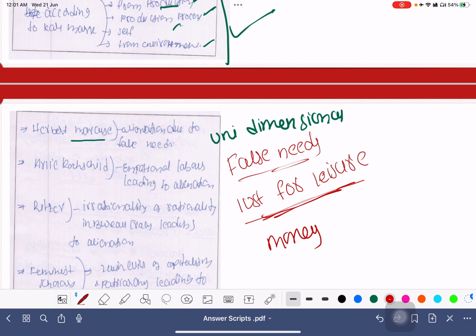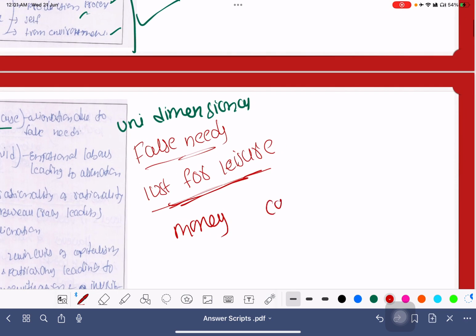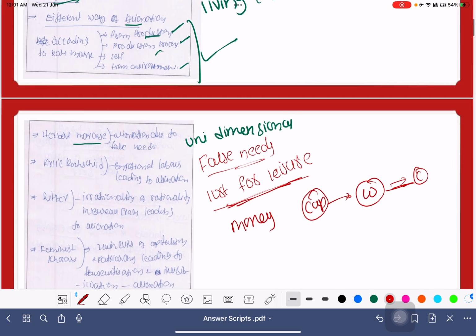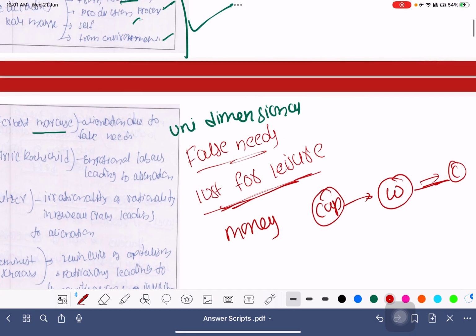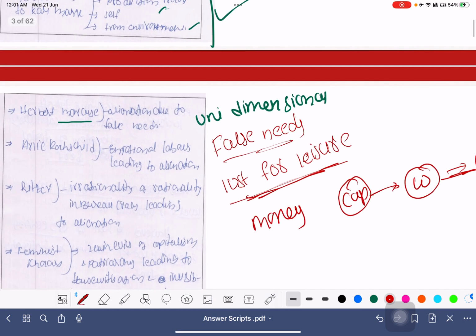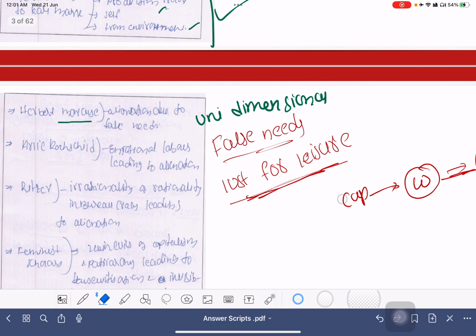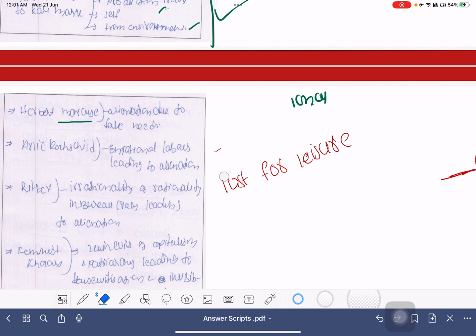Again, the money goes back to the capitalist. You are a worker receiving money from the capitalist. When you purchase an iPhone or any other luxurious item, you are again passing the money to the capitalist. So this is false needs. Herbert Marcuse calls alienation due to false needs. This is one idea.